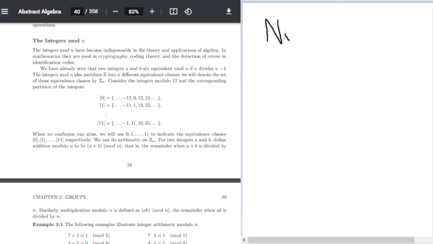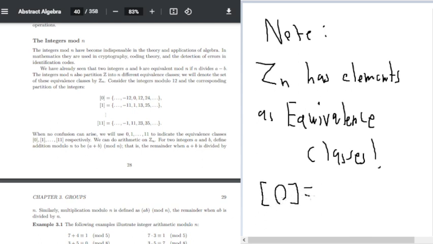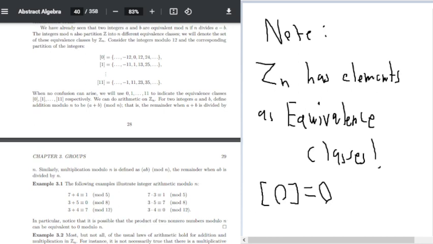Note, I'll put a big fat note here. Z n has n elements as equivalence classes. So we're commonly going to express, for example, if we have the equivalence class 0, we will commonly just write that as 0. We will not be thinking about that in terms of the equivalence class. We'll commonly think about the elements within the equivalence class, because we'll show that they work in very nice ways. But it is important to note that when we write this symbol, we mean the entire equivalence class when we work with the integers mod n. Alright, back to the reading now.